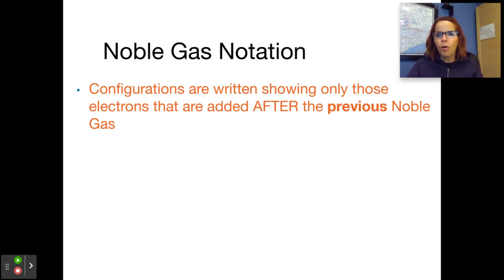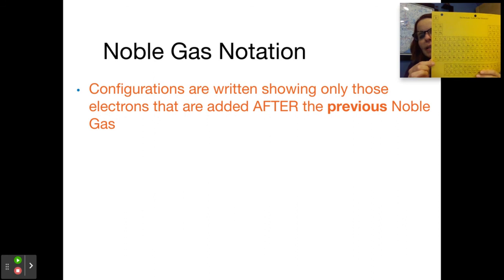All right, so noble gas notation. This is where we get to shorthand things. Configurations, remember that francium one that was just incredibly long? They're written showing only the electrons that are added. So this shorthand method, these are configurations that are written showing only the electrons that are added after the previous noble gas. So the only thing you have to write down is anything that came after the noble gas before it.